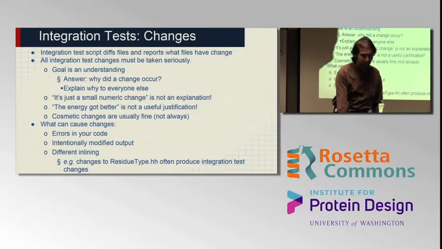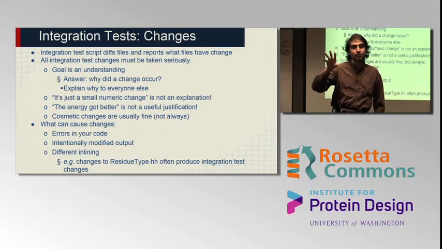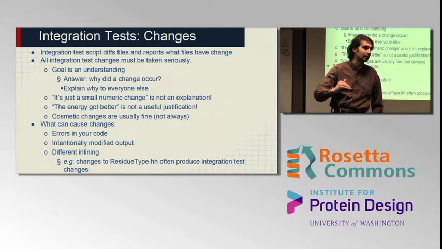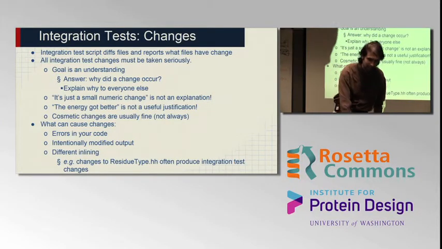Before you merge, in your final merge message, you need to list all of the integration tests that are failing and explain why they're failing. So: these tests are failing because I've changed this line of output to make it more informative. That's totally fine.